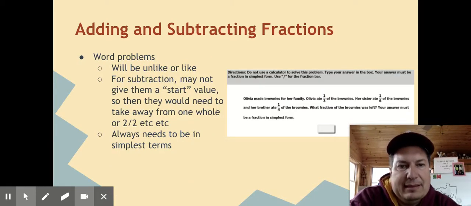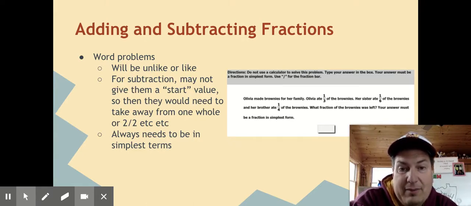Word problems. Olivia made brownies for her family and she ate 1/3 of them. Her sister ate 1/6 of them and the brother ate 1/4. What fraction are left? So out of 3, 6, and 4, you're going to need to find the least common multiple there.